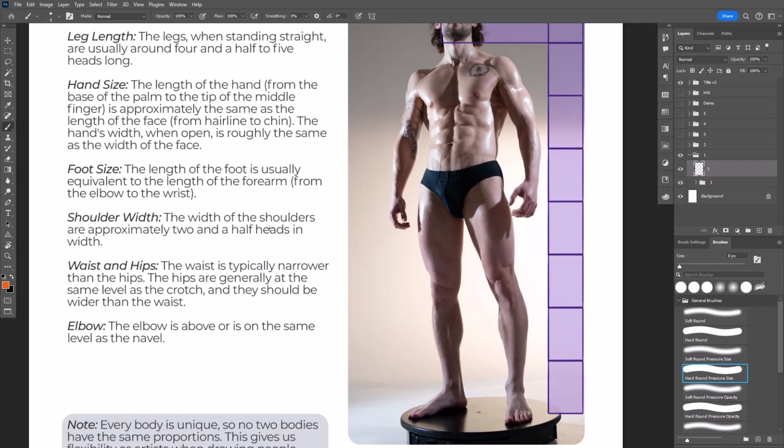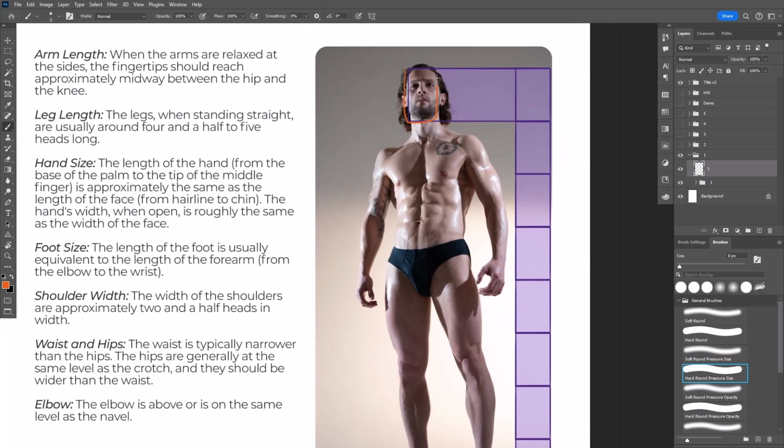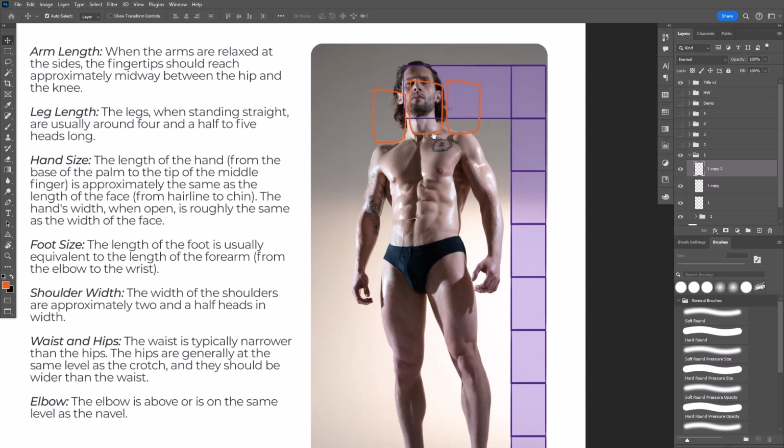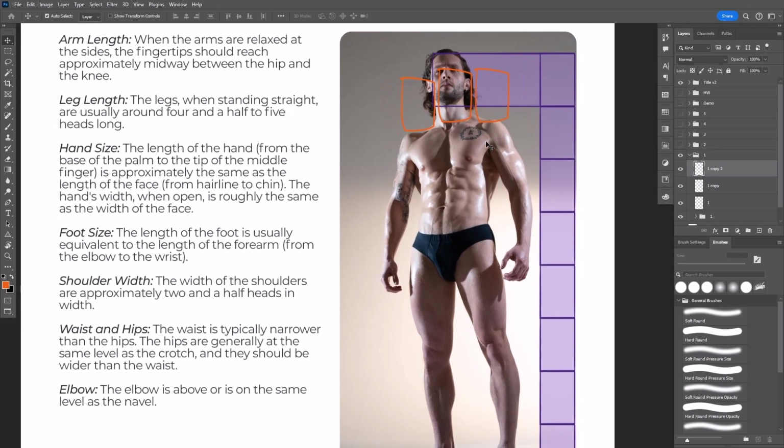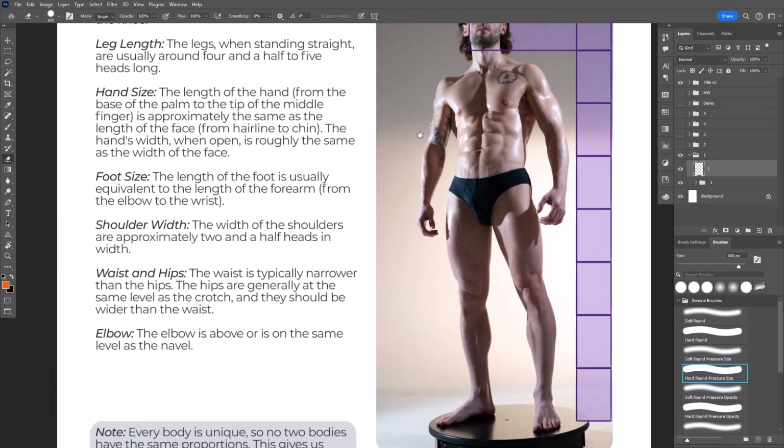Shoulder width. The width of the shoulders is approximately 2.5 heads. So if we take the head here, it will be roughly 2.5 heads in width. In certain people, especially guys who have very wide shoulders, they will have roughly 3 and sometimes even 3.5 heads in width, because they have really broad shoulders and a lot of muscle mass. On women, it tends to be 2.5, sometimes even 2 if they have very, very narrow shoulders. So this will depend from person to person and even gender.